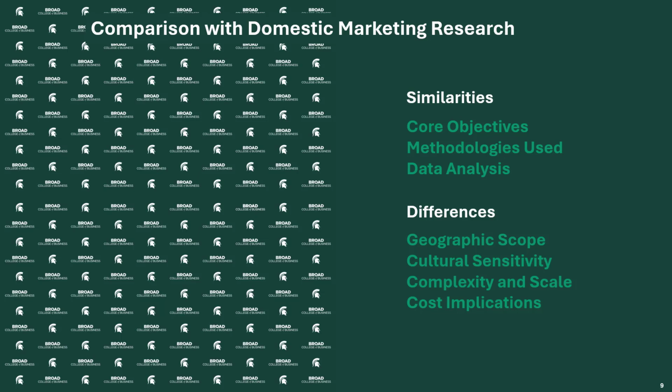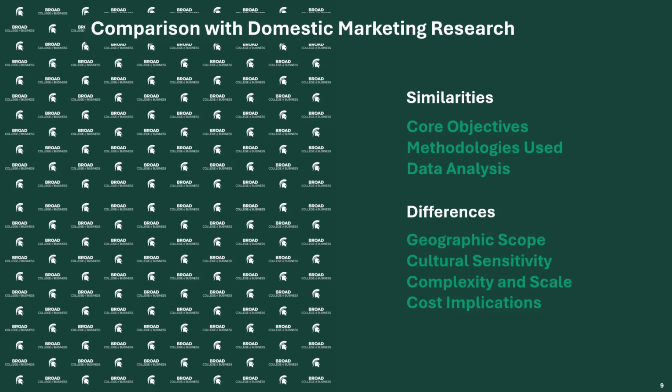Domestic marketing research is limited to a single country, whereas international marketing research spans multiple countries or regions, each with unique challenges and opportunities. International research must account for cultural diversity, which affects survey design, product preferences, and overall consumer behavior. In contrast, domestic research deals with a more homogeneous culture, even in countries with large subcultures. The complexity and scale of international research are significantly higher, involving logistics, multiple languages, and diverse regulatory environments. Consequently, international research generally requires a higher budget compared to domestic research.